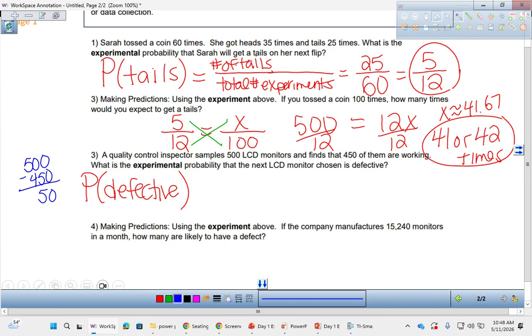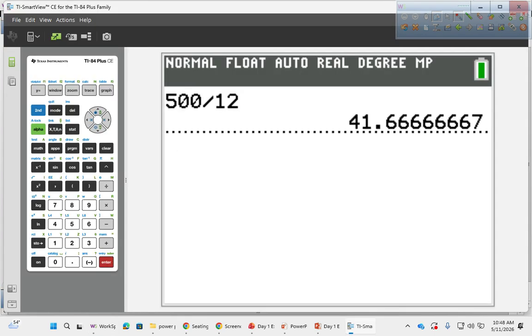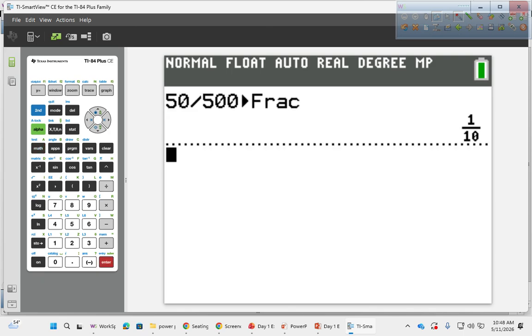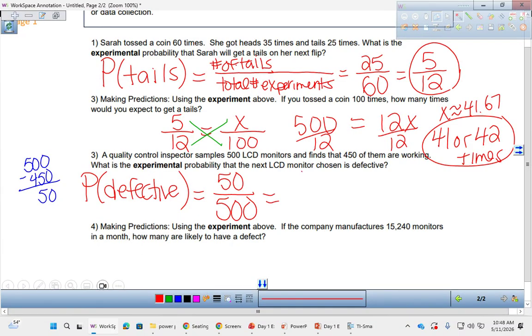So the probability that it's defective is the number of defective monitors, 50, out of the total number of monitors, 500. And then I'm just going to simplify this fraction because I should always check to see if it simplifies. So 50 divided by 500, your calculator has this math, enter, enter. 1/10. 1 out of every 10 is broken.